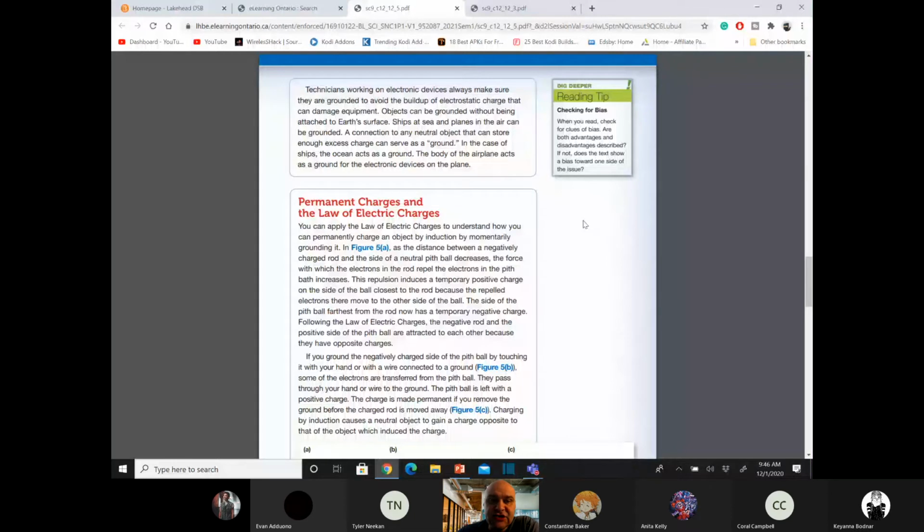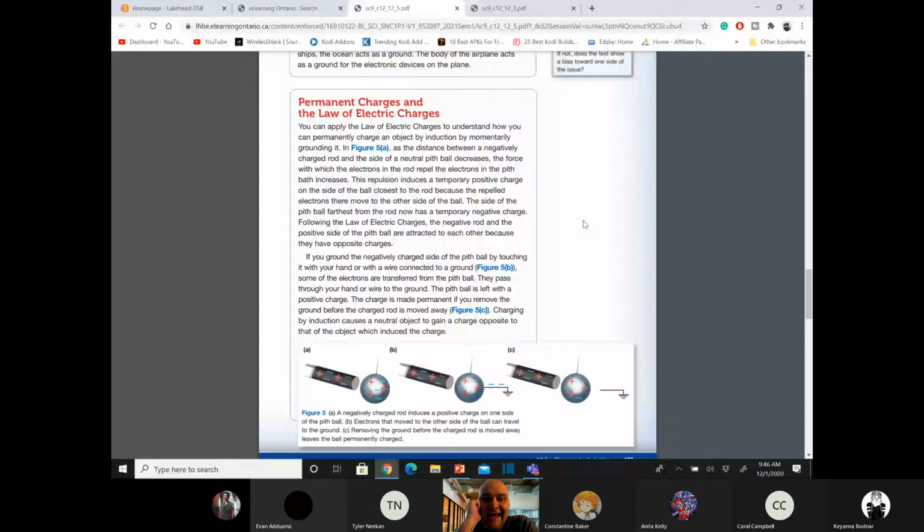Okay, wrapping this up here. Permanent charge and the law of electric charges. You can apply the law of electric charges to understand how you can permanently charge an object by induction by momentarily grounding it. In figure 5a, as the distance between a negatively charged rod and the side of a neutral pith ball decreases, the force with which the electrons in the rod repel the electrons in the pith ball increases. The repulsion induces a temporary positive charge on the side of the ball closest to the rod, because the repelled electrons there move to the other side of the ball. The side of the pith ball furthest away from the rod now temporarily has a negative charge.